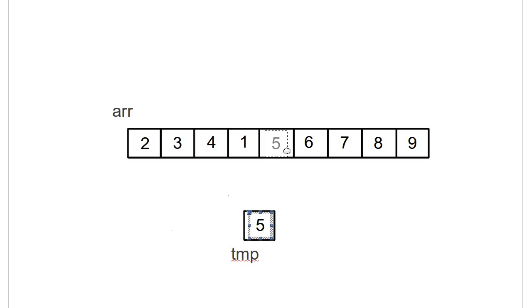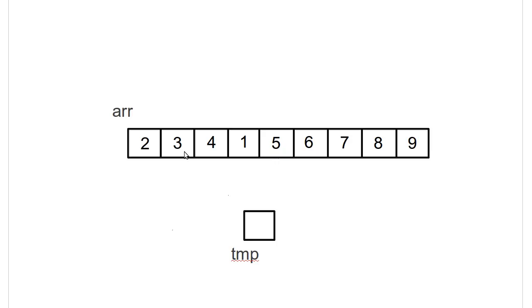And we could continue this process, and hopefully you see that. So that now completes my fifth pass. The next pass, the 4 will move down. The next pass, the 3 will move down. The next pass, the 2 will move down. And at that point, we are done, because the 1 is in the correct location. So that kind of walks you through the process of doing the bubble sort.